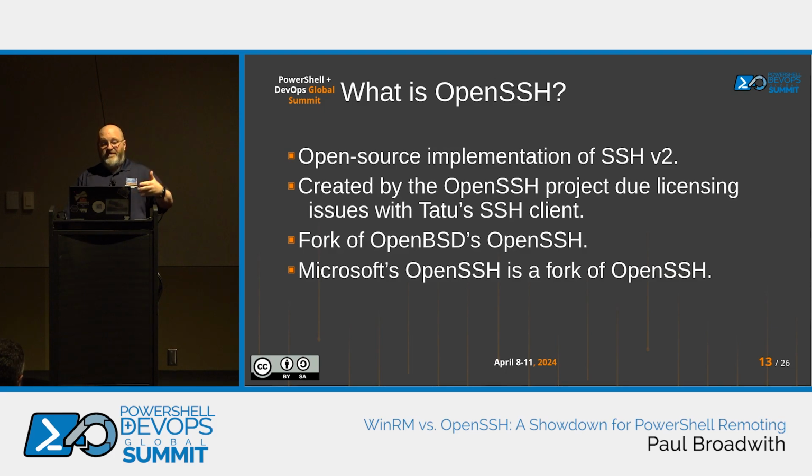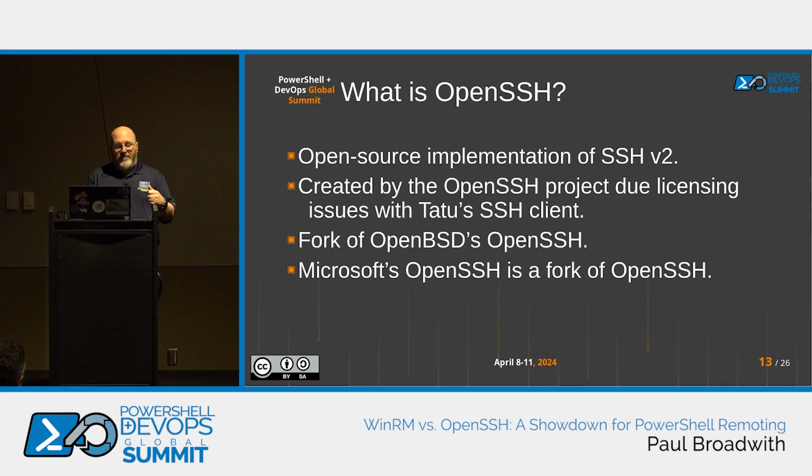And the reason for that complete rewrite was because version 1 was a commercial product. There were legal issues with taking it, extending it and doing things with it. So as it's mentioned there, it's due to licensing issues with the SSH client. So they basically started again from scratch, and it was SSH v2. And OpenSSH is an open source implementation of SSH v2.